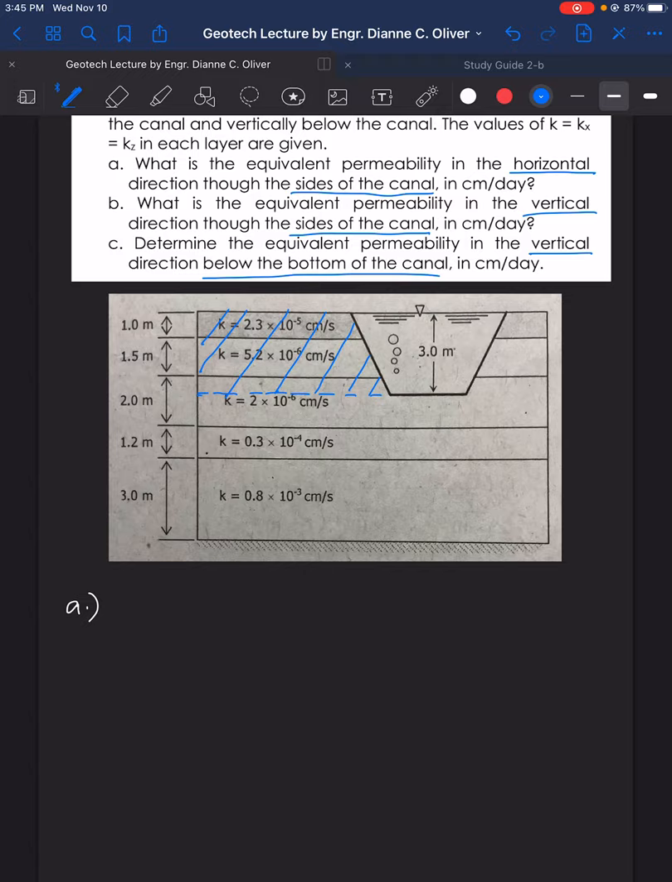Therefore, we are considering three soil layers. Okay? So, if that is three soil layers, what is the height here? That should be 3 meters minus 1 minus 1.5. That is 0.5. So the height here is 0.5. So let's put here 0.5. It's so small. Where should I put that? Here.